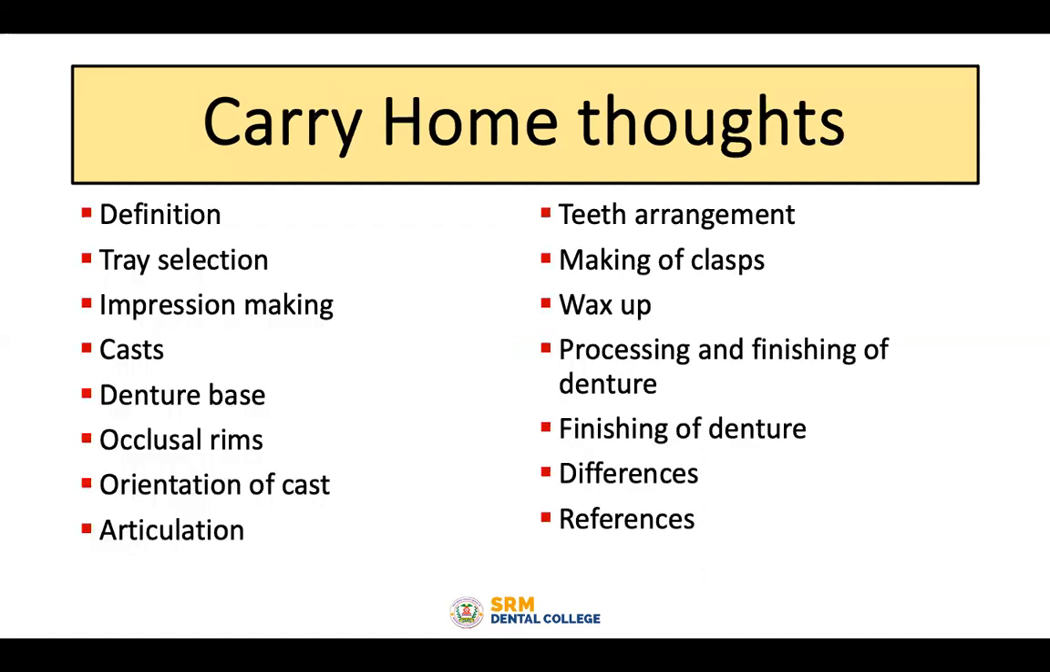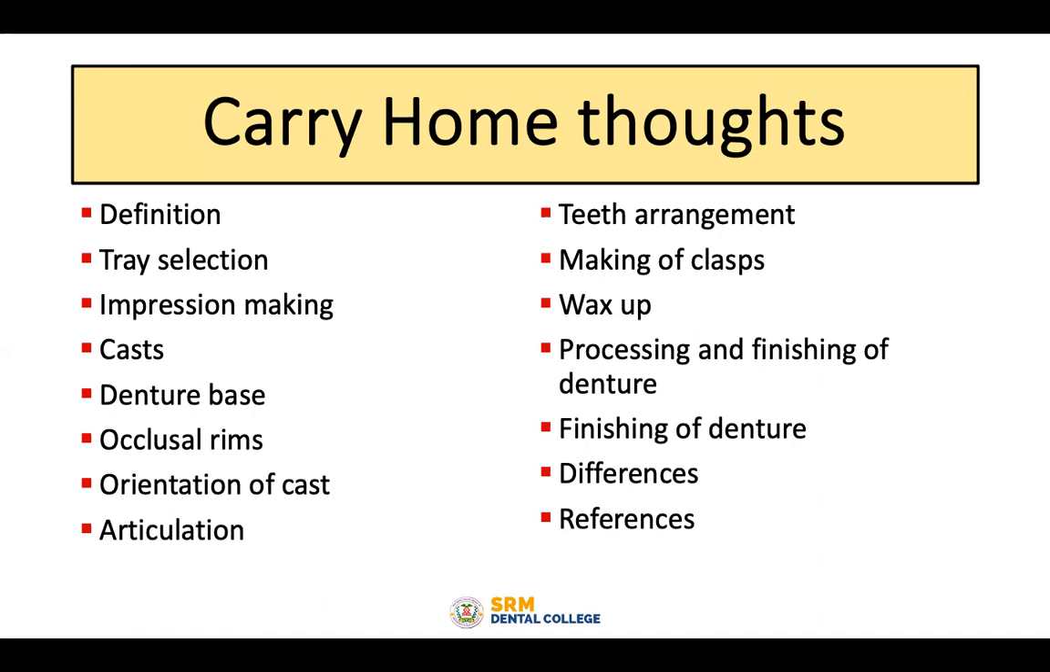So the carry-on thoughts are quite simple. People should understand what an acrylic partial denture is. Tray selection is mandatory in fabricating the prosthesis; inadequate knowledge of tray selection can be disastrous for the impression making. Also the material of choice for impression making for acrylic partial dentures, the finishing of the cast, especially the base of the cast, the essential angulation that has to be made at the base of the cast, and the reorientation grooves.